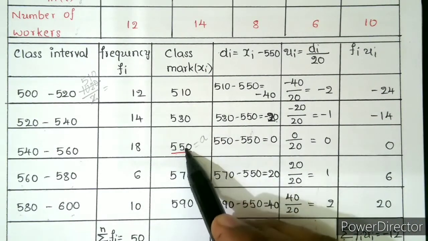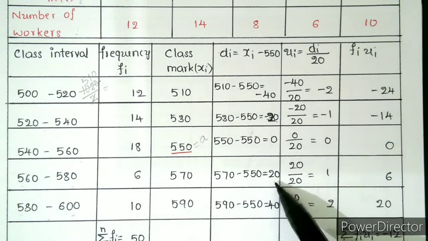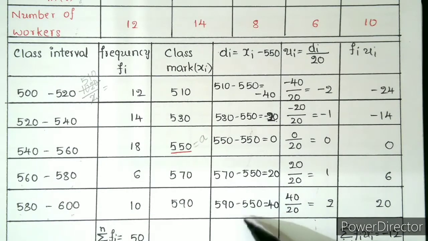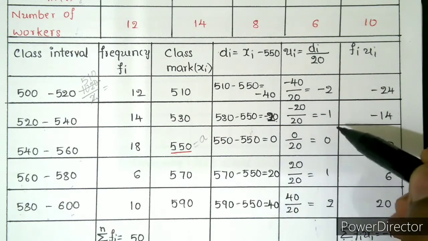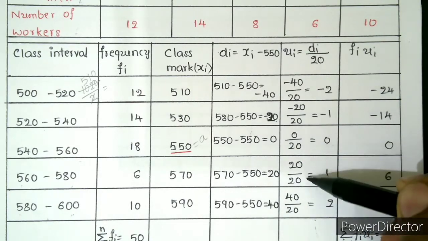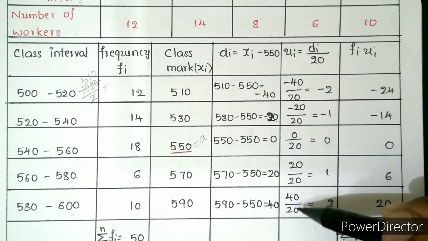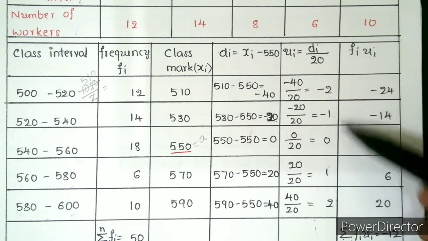530 minus 550, you get minus 20. 550 minus 550 is equal to 0. 570 minus 550, you get 20, and 590 minus 550 is equal to 40. So minus 40 by 20 is equal to minus 2, minus 20 by 20 is equal to minus 1, 0 by 20 is 0, and 20 by 20 you get 1, 40 by 20 you get 2. You see the numbers: minus 2, minus 1, 0, 1, 2 here, like this.